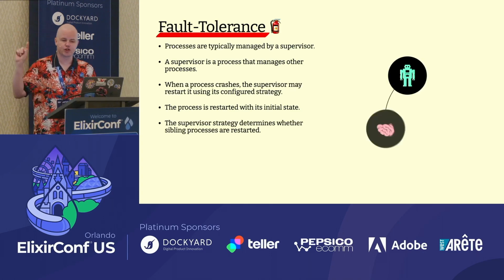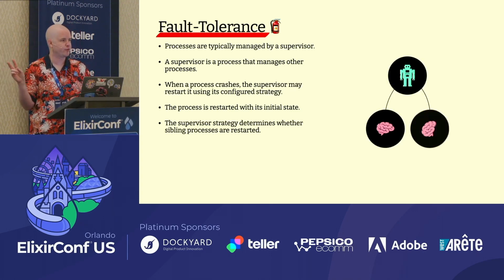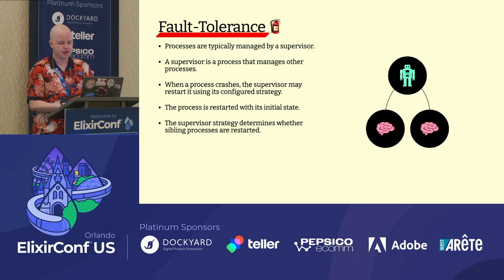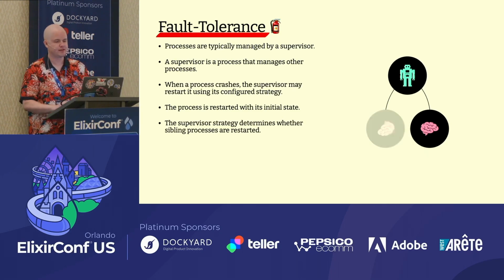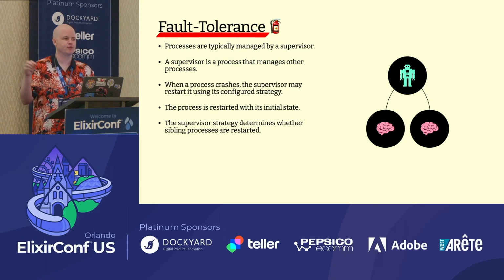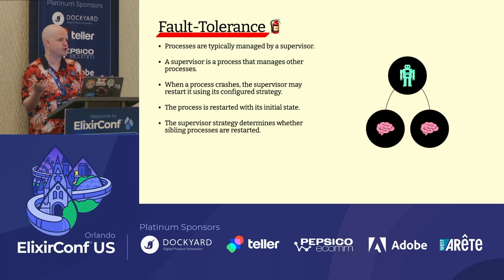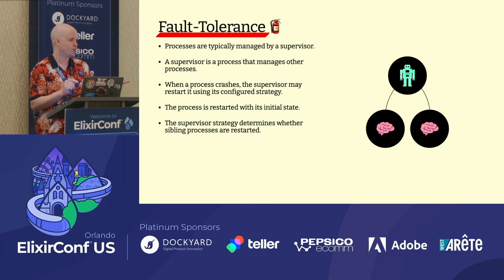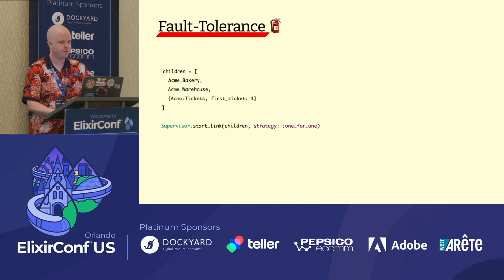So here we've got our supervisor at the top, and we're going to have a couple of processes underneath the supervisor. And if process 1 dies, then the supervisor gets cranky and restarts the process. Process B there was unaffected because this particular supervisor was configured to be 1 for 1, meaning one process goes down and it doesn't affect any other processes. That's kind of a high level of the fault tolerance that we get with Elixir and the Beam.